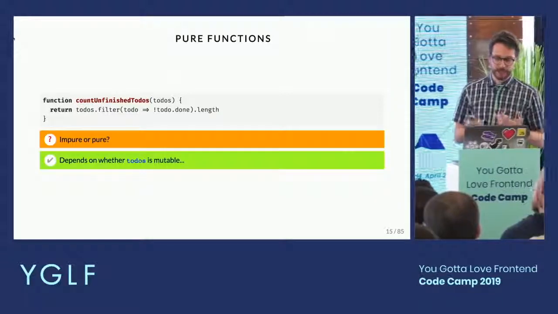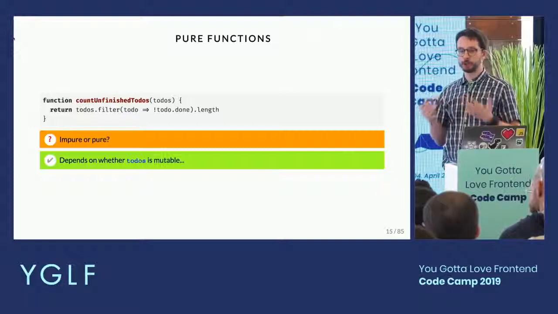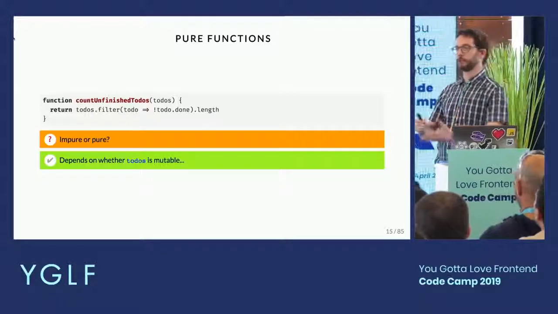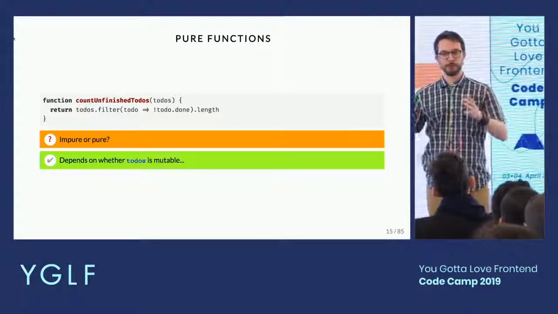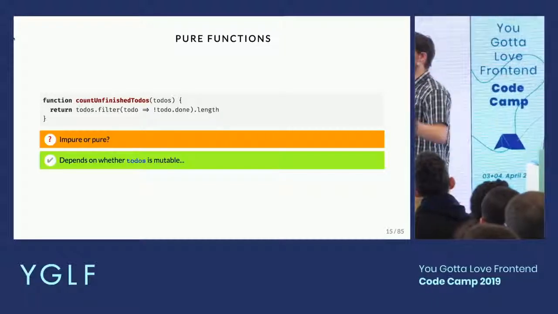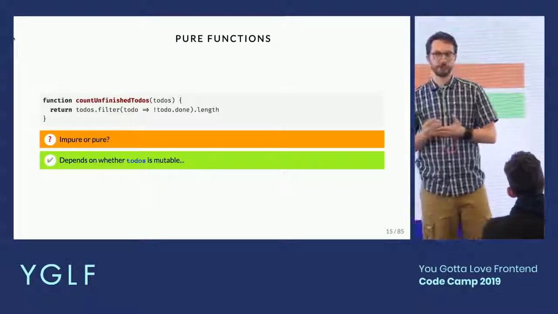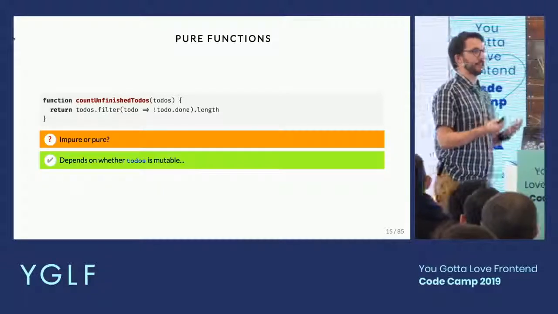The problem, however, is that if this to-dos object is immutable, it does make it simpler to reason about this function specifically, but it means that we just pushed mutability into some other place. Because in the end, there's always some place where there's mutability in your application. Otherwise, you can't have state. The meaning of state is that things can change over time.